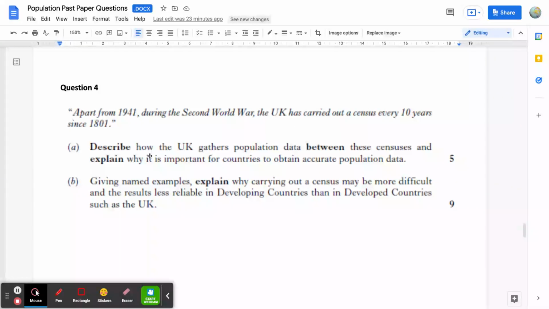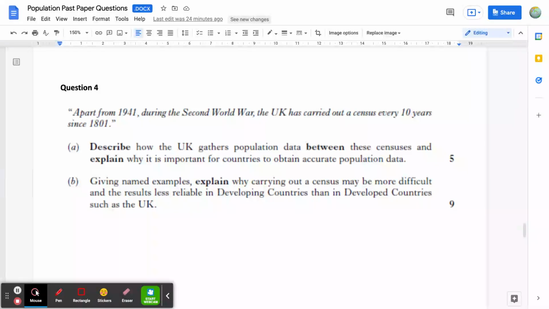The question then says, describe how the UK gathers population data between these census and explain why it's important for countries to obtain accurate population data. So there's actually two questions in here, and I'll just take them both apart and have a look at both parts of the question. So the first thing is we're not being asked to talk about the census and how censuses are conducted and why they are good things. We're actually being asked about the other bits of information. How do we know about the population and how it's changing between census?